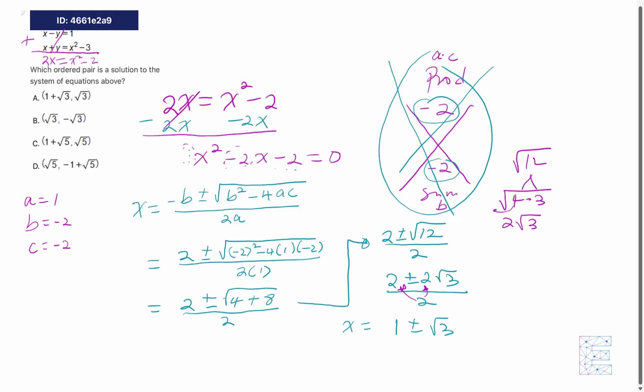Now when you look at the answer choices, there's really only one that has 1 plus root 3. There are two answers here, 1 plus root 3 and 1 minus root 3. We really just need to do one. It's a time-saving strategy, so that will be the answer A. There's no point of even plugging in the second one to figure this out.